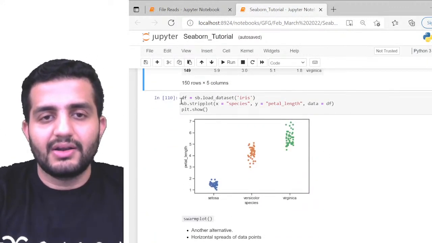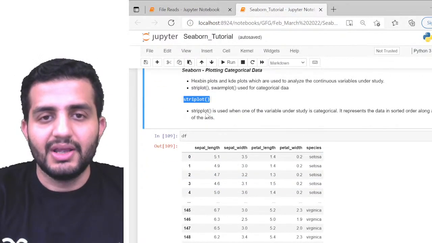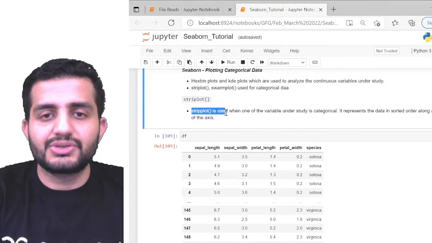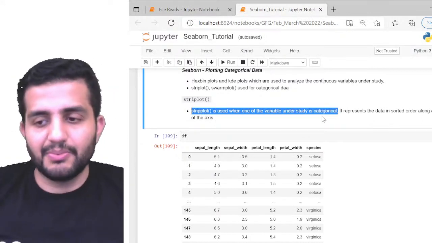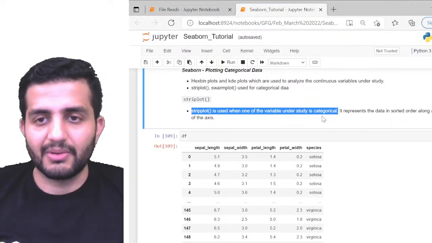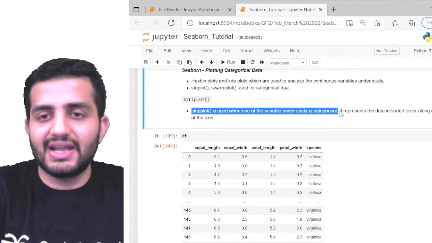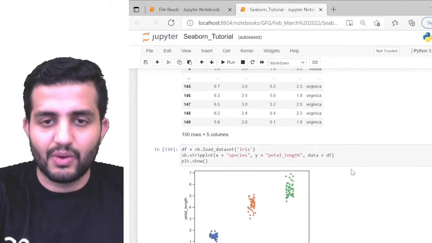So now I'm trying to plot the strip plot. I'm starting with the strip plot. A strip plot is used when one of the variables under study is categorical. It's important that one of the variables is mandatorily a categorical variable. It represents the data in sorted order along any one of the axes. I'll tell you what I mean by this.